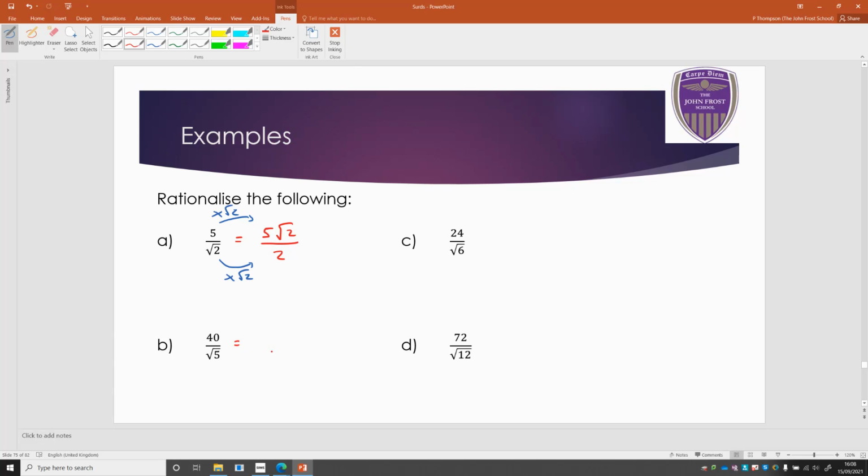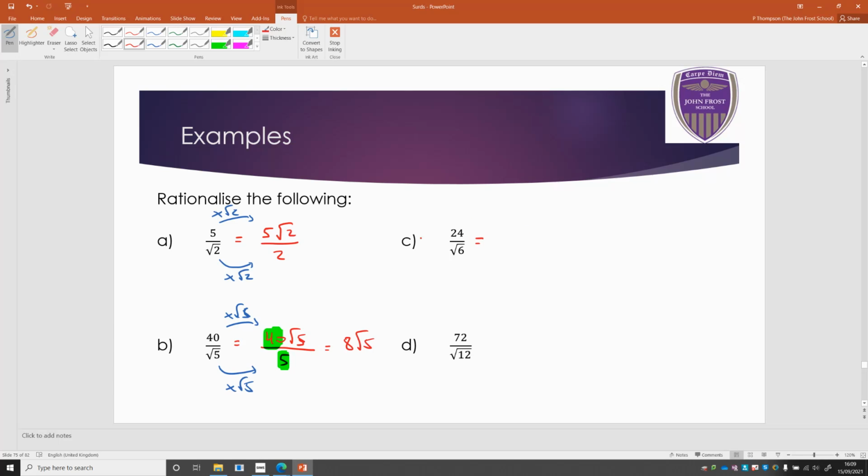Okay? Part B now. This time you times top and bottom by root 5. So root 5 times root 5 is root 25. Top as well, sorry. Root 25 is just 5. So the surd's gone. And then on top, you're going to get 40 root 5. And be careful here, because this fraction can be simplified further. Because 40 divided by 5 is 8. So the best answer here is 8 root 5. And it'll often be a common factor. You can cancel off top and bottom. Look out for that.